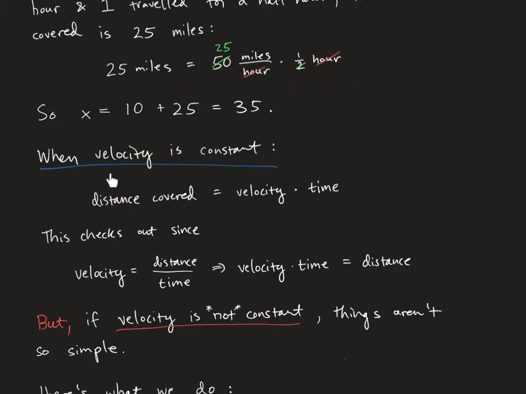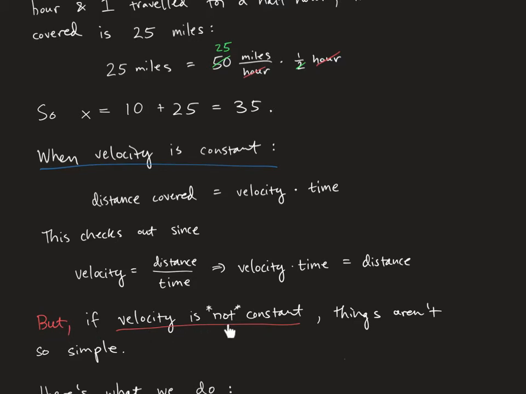So generally, it's the case when velocity is constant, your distance covered, that's the 25 miles up here, what you would do is take your velocity, which is miles per hour, and multiply by the hours. So in other words, you would take your velocity and multiply by time, and that would give you distance covered. And this all checks out because velocity is distance divided by time, distance over time. And so velocity times time, the time here canceling the time in the denominator and leaving just the distance. So this is the situation when velocity is constant.